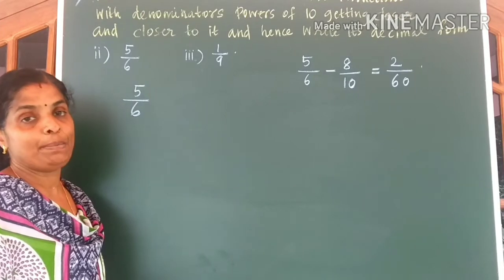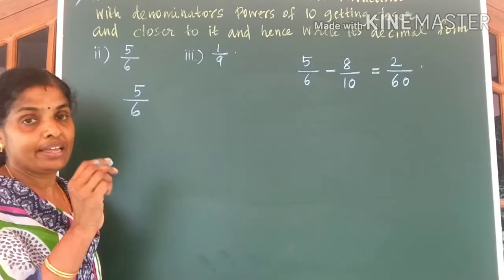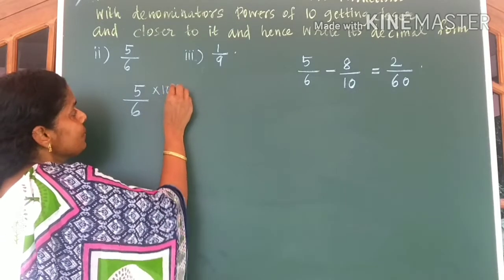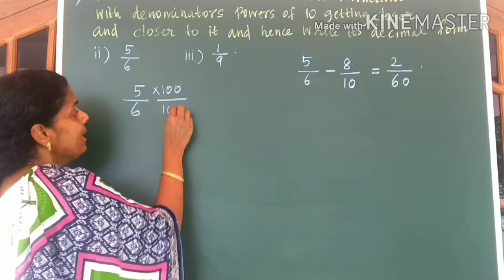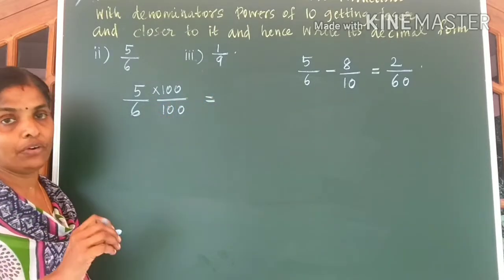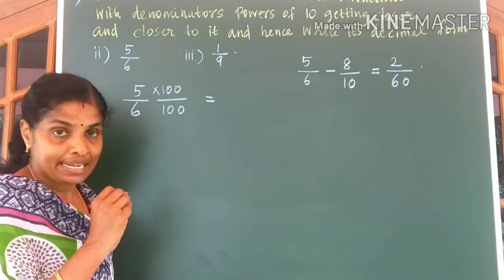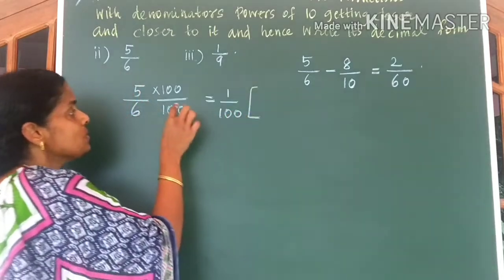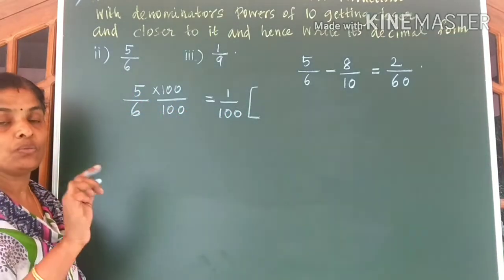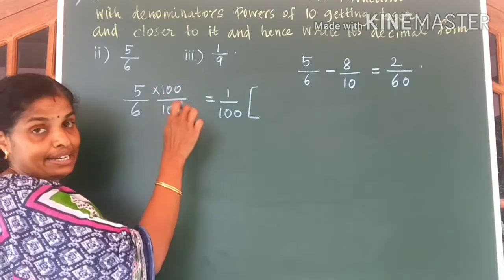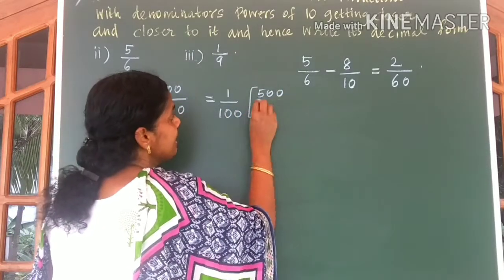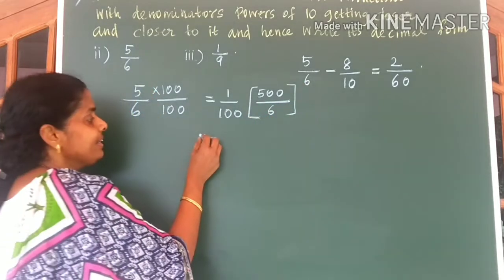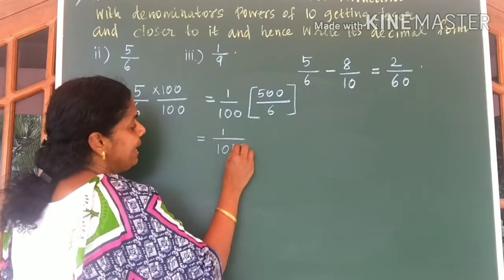Now let us multiply the given fraction with 100 and divide it by 100. So 5 into 100 divided by 100. As we did before, instead of 1 by 10, here we will be taking 1 by 100 outside. So if you take this 100 outside, what remains? 5 into 100, 500 divided by this 6. Okay, this is equal to 1 by 100.